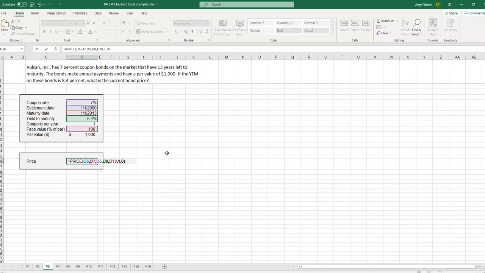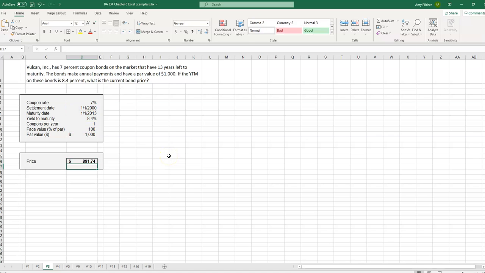Now, because this returns the price per $100 in par value, and we just want a straight price, we're going to divide this by 100 times our par value. And that tells us that the current price of this bond is $891.74.